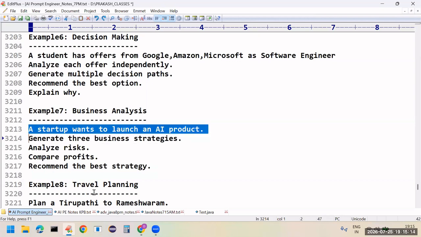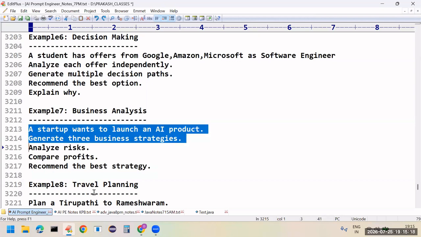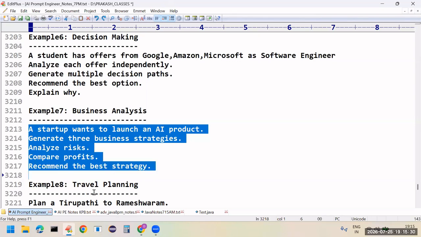You can see, I want to start an AI product launch. Generate three business strategies. Three different strategies it will generate. Then I am asking to analyze the risk, and I am asking to compare and recommend the best way. In every prompt, a hidden structure is there. We need to identify that. That is very important.